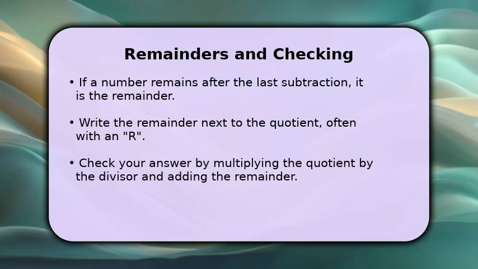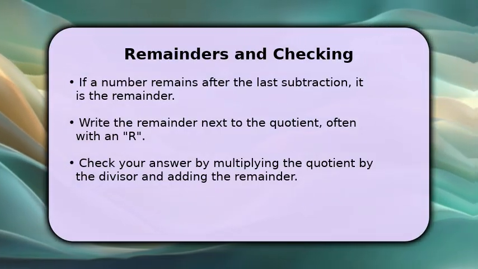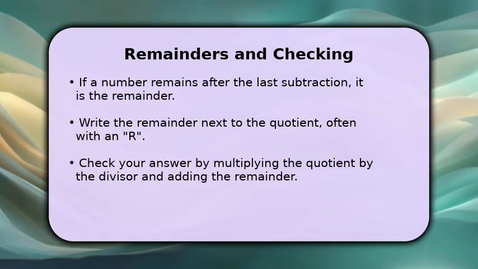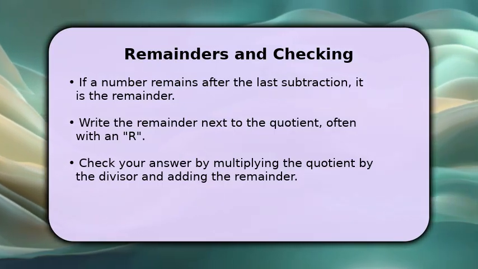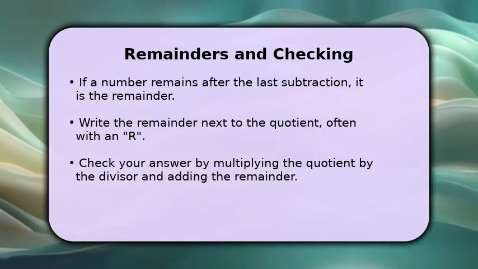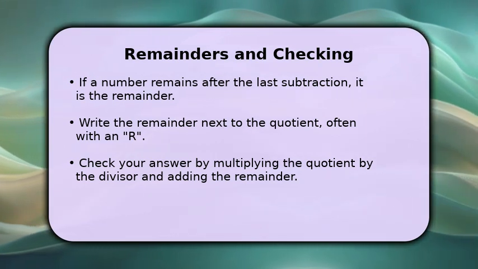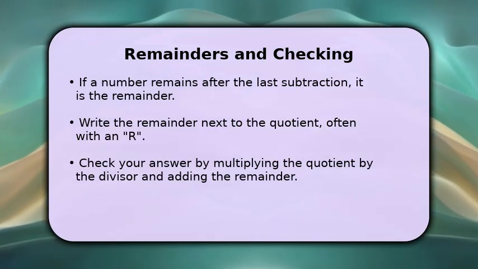After completing all the division steps, you might have a number left over. This is your remainder. If so, write it next to your quotient, typically preceded by the letter R. To verify your work, multiply your final quotient by the original divisor. Then, add any remainder to that product. This sum should exactly equal your original dividend, confirming your division is correct.